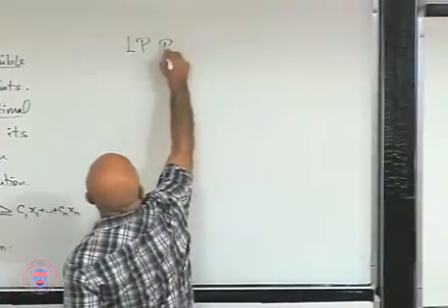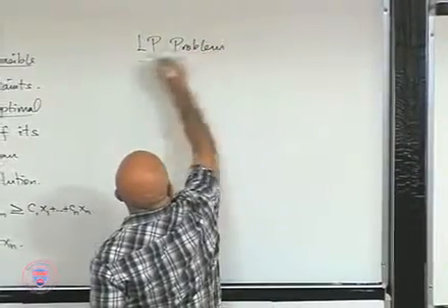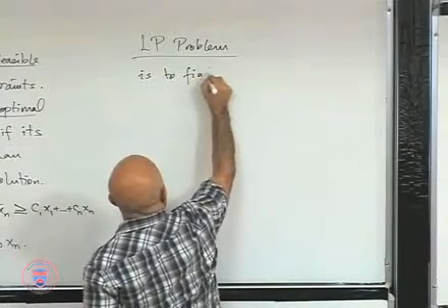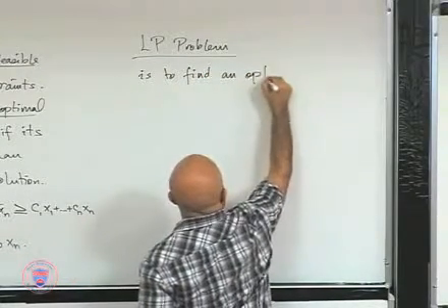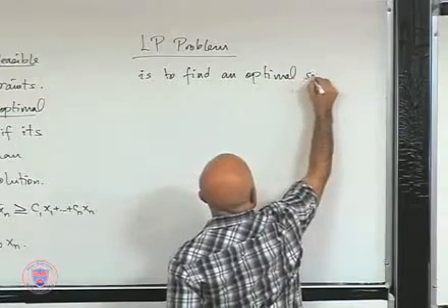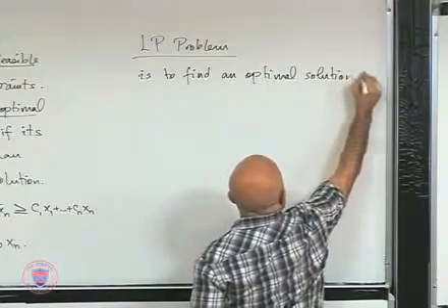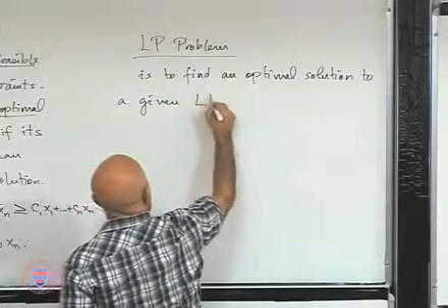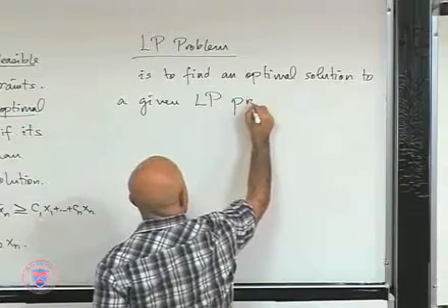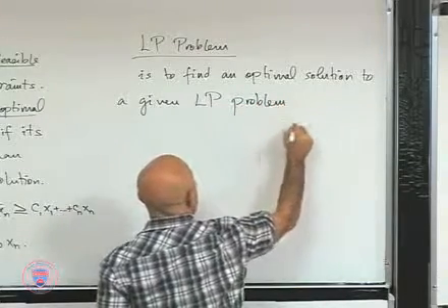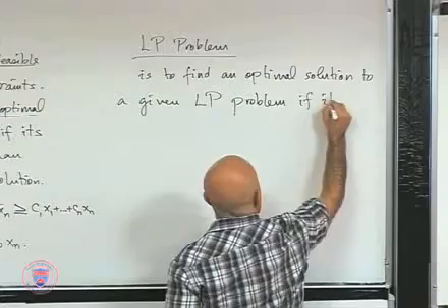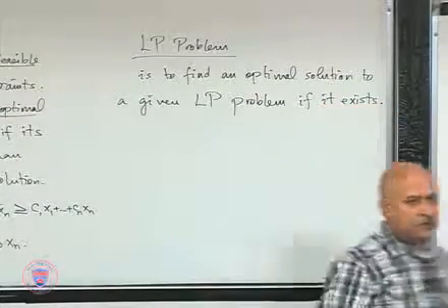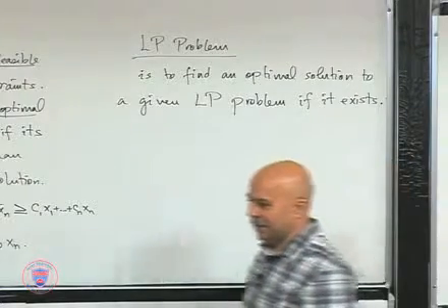The LP problem is to find an optimal solution to a given linear programming problem, if such a solution exists. It doesn't have to exist.